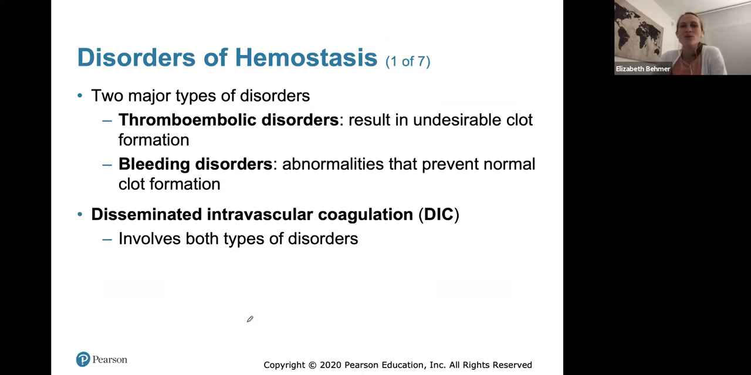So for the disorders of hemostasis, you can have 2 major types of disorders: thromboembolic disorders, which result in an undesirable clot formation. So, in this process of trying to stop your blood vessel from bleeding out, you might form clots that are undesirable. And then the bleeding disorder is an abnormality that prevents normal clot formation itself.